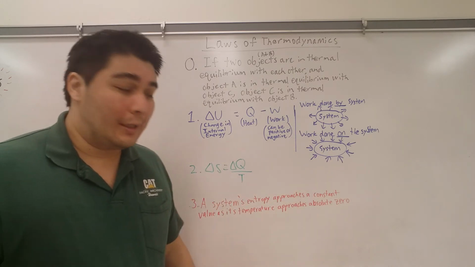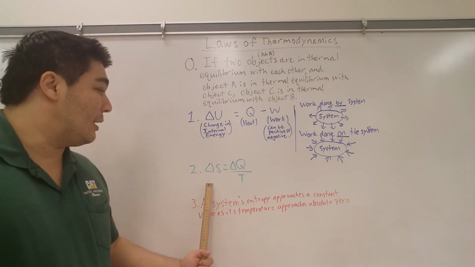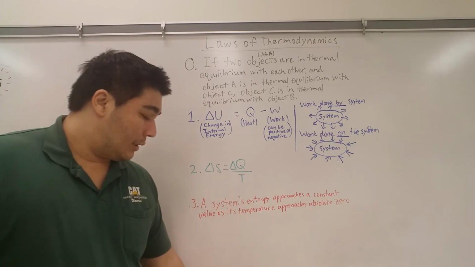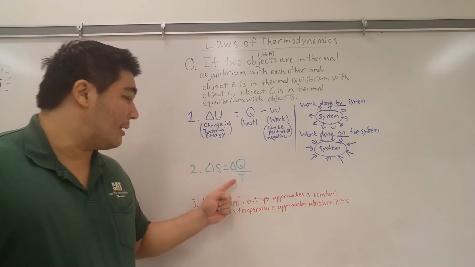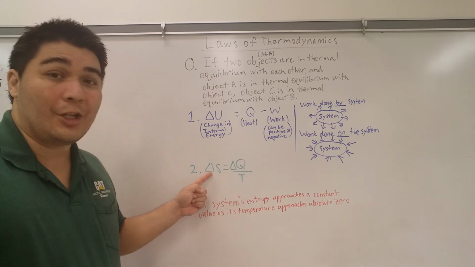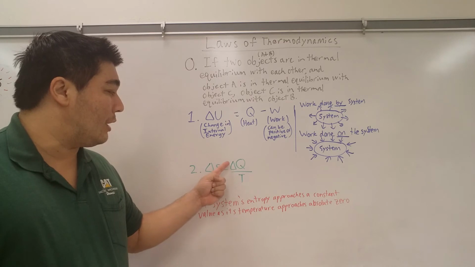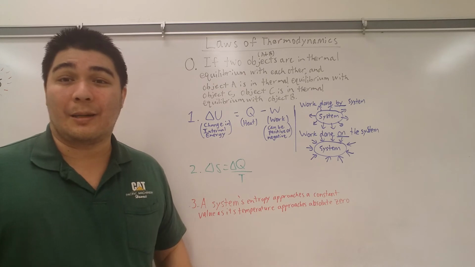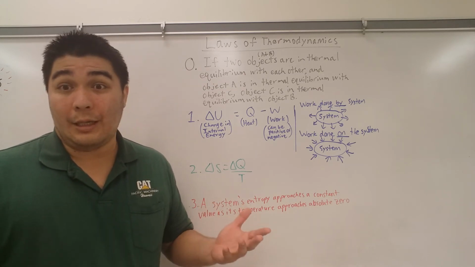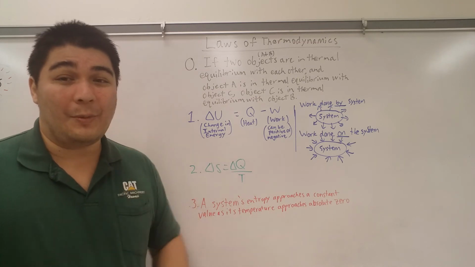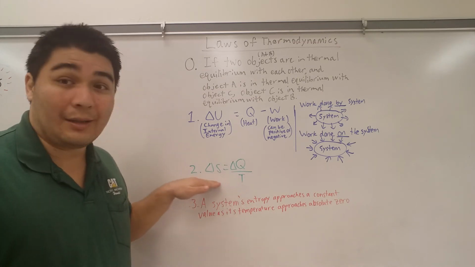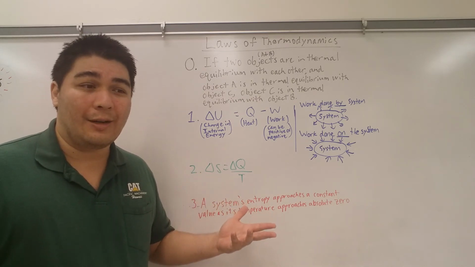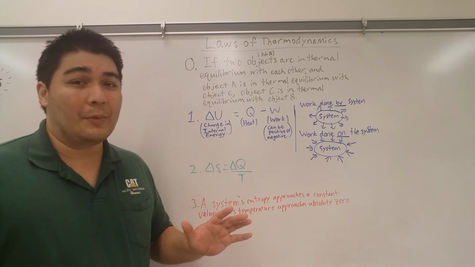Okay. Now let's move on to law number 2, which is the law of entropy. So delta S is equal to delta Q over T. In this case, we take a constant temperature, and then we find the change in entropy, which is the change in heat of the system divided by that constant temperature. Now, some of you might be wondering, what is entropy? That's a good question, and that will be covered in another video, because this whole second law is worthy of its own video, so I'm going to save that for another time.